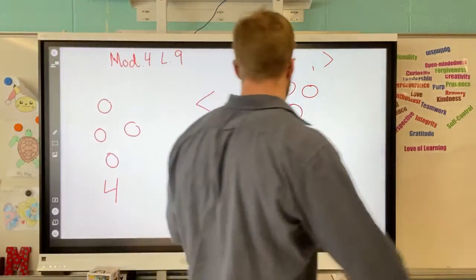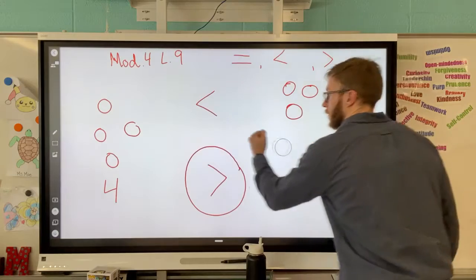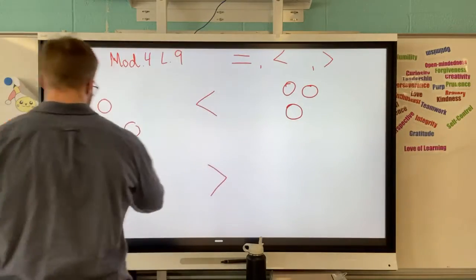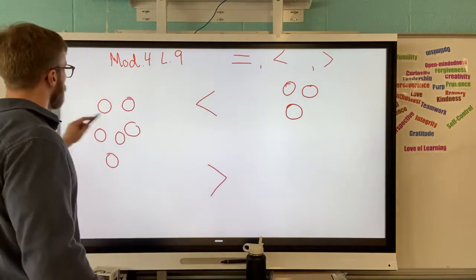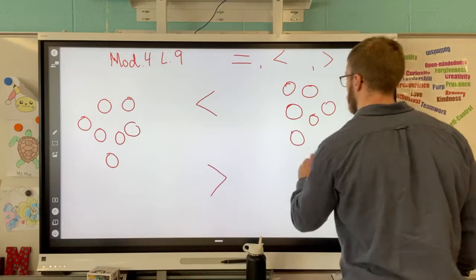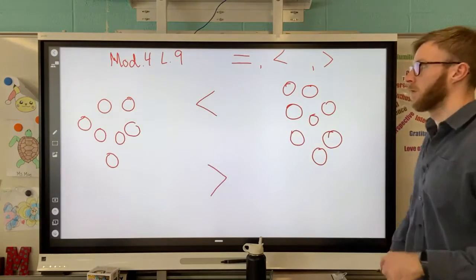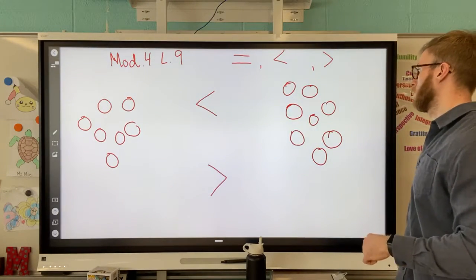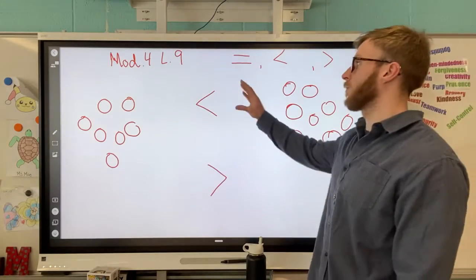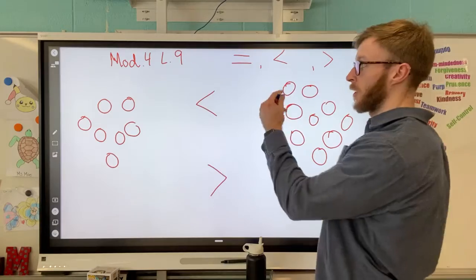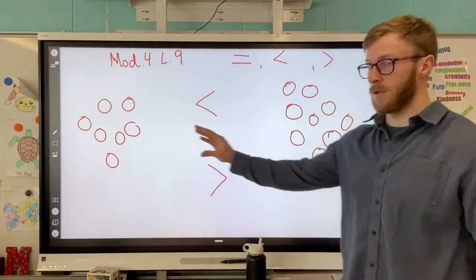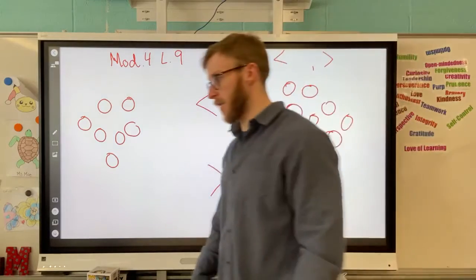Let's try this again. Give me a second. Let me erase this circle. I'll just add some fish to my already drawn fish. All right. Go ahead and think about which sign you want to use. Remember, if it helps, you can draw the alligator teeth on it. Make the alligator eat the bigger number. Take a couple seconds.